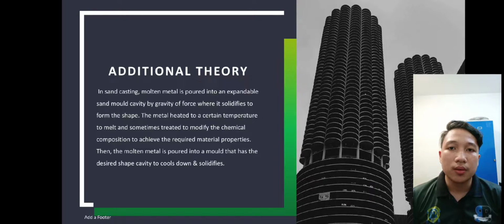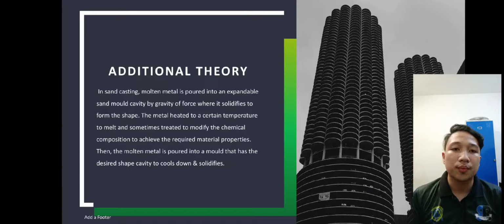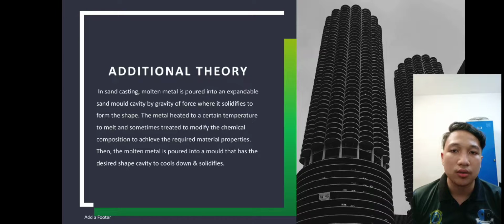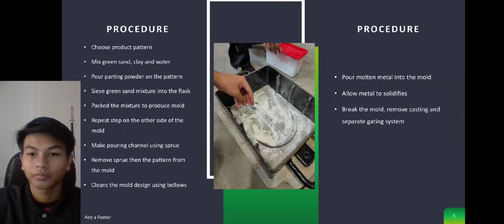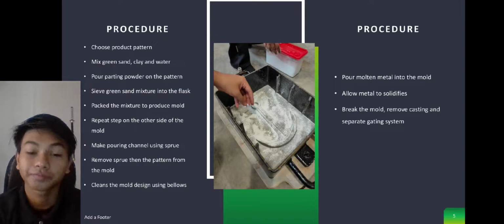We continue with the additional theory. In sand casting, molten metal is poured into an expendable sand cavity by force of gravity, where it solidifies to form the shape. The metal is heated to a certain temperature to melt and sometimes treated to modify the chemical composition to achieve the required material properties. Then the molten metal is poured into a mold that has the desired shape, cavity to cool down and solidify.